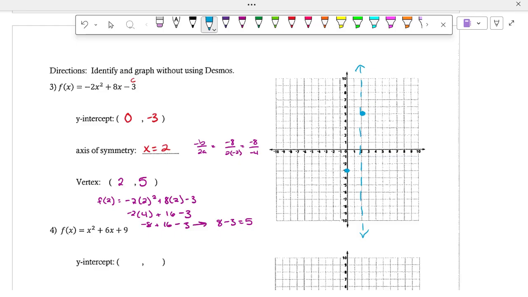Now, what direction will my graph be opening in? Down. Down. How do you know? The A value is negative, so our graph has to open down. So our vertex is our max. All right. Now, to make a general shape, we can at least get one more point using symmetry.